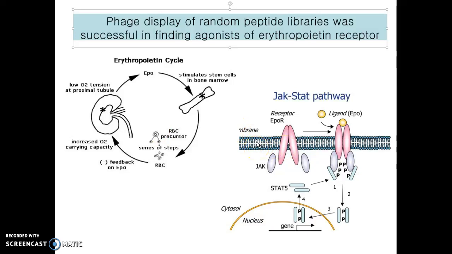The mechanism of how EPO stimulates the stem cells in bone marrow starts with binding to the EPO receptor. As you see here, binding causes a conformational change that induces a series of reactions occurring in the cytoplasm, ultimately leading to gene expression.